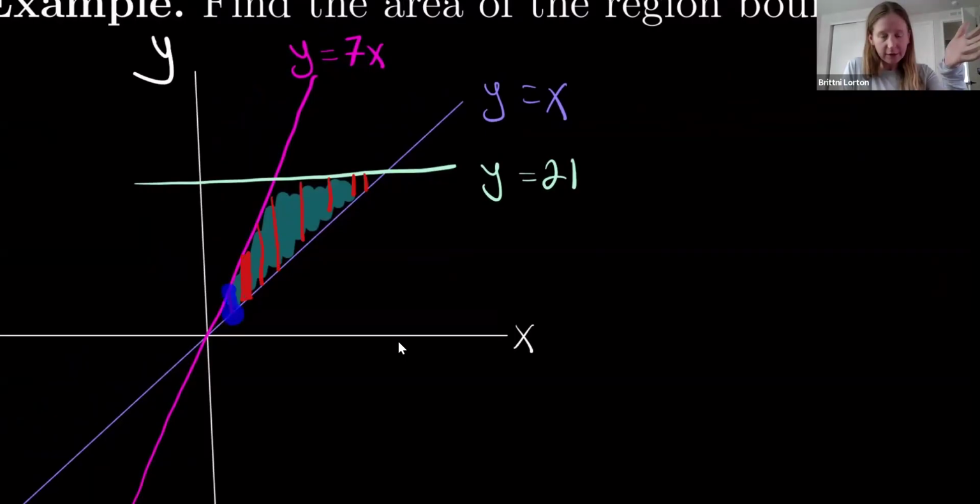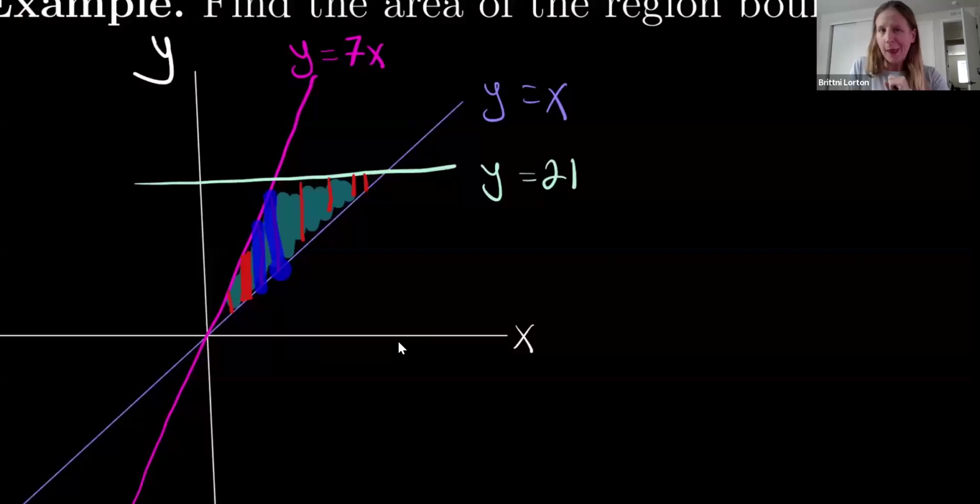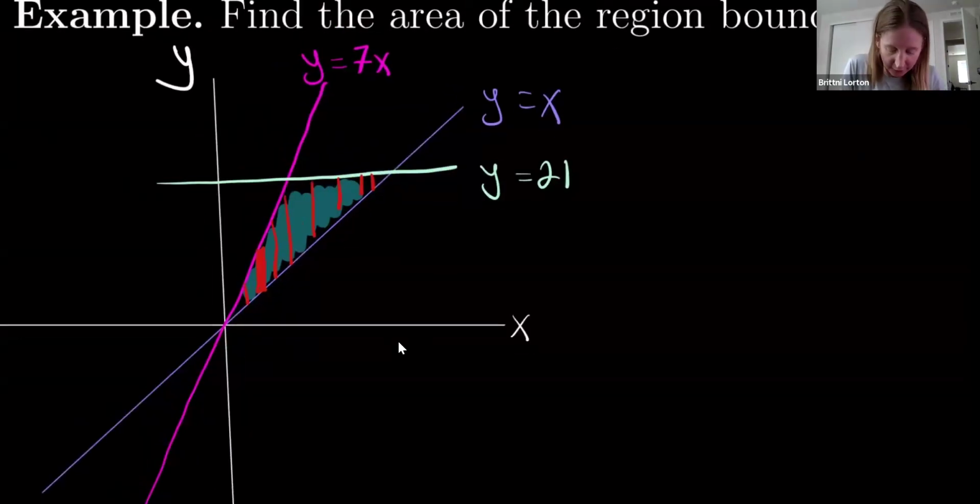Notice that over here on the left, those slivers have the y equals 7x on top and the y equals x on bottom. But then suddenly they have the y equals 21 on top and the y equals x on bottom. That's two different top minus bottoms. So let's think about that for a second. It's going to be a little bit trickier, but we can do it. I'm going to find these intersection points right there.